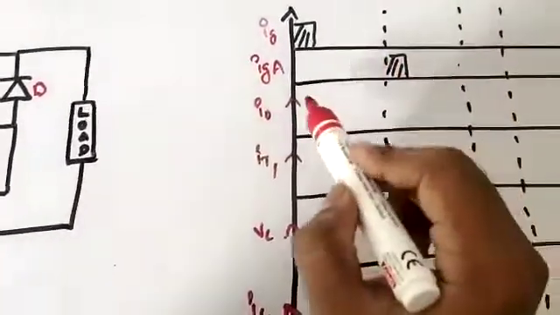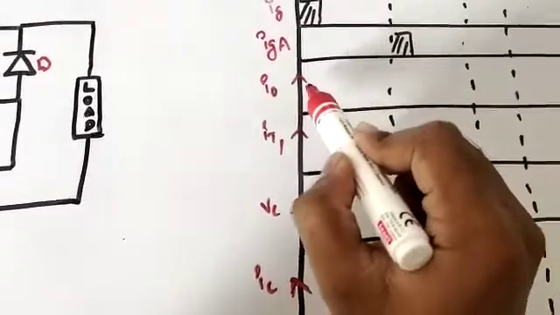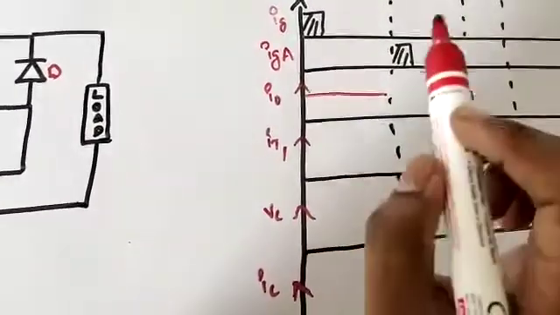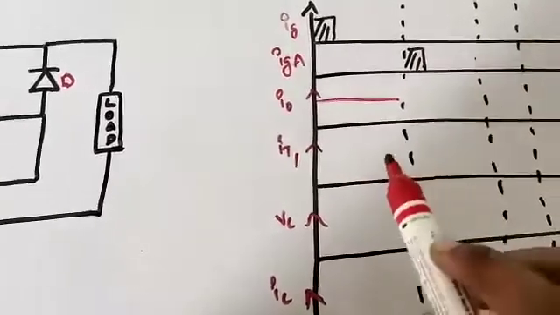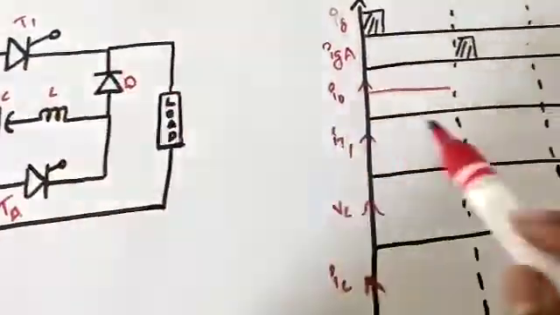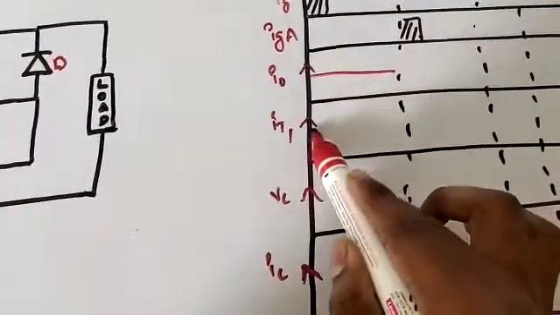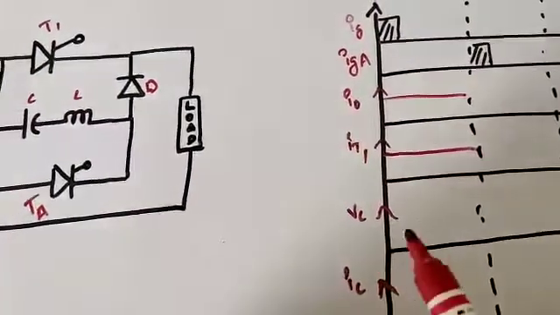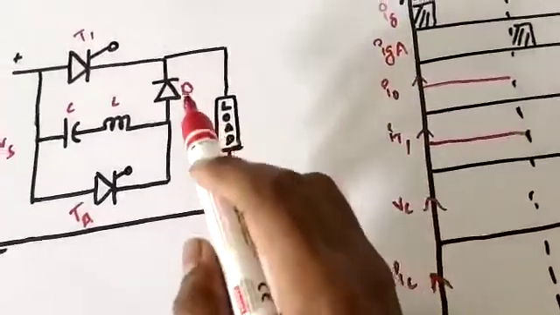The load current is constant, so here it is I naught, it will be constant like this, understood? The same current will be flowing through thyristor one, which is also constant. And there is no path for the capacitor to discharge.